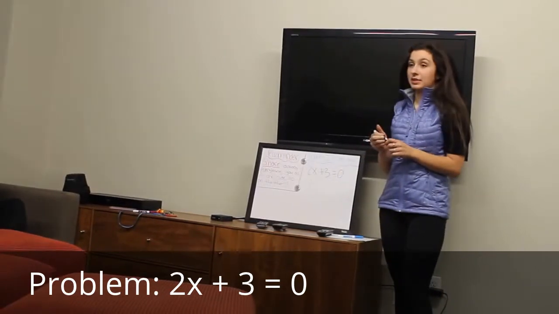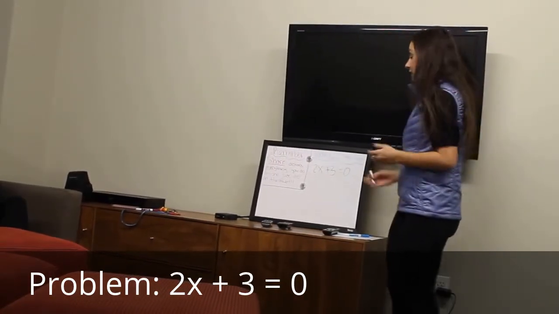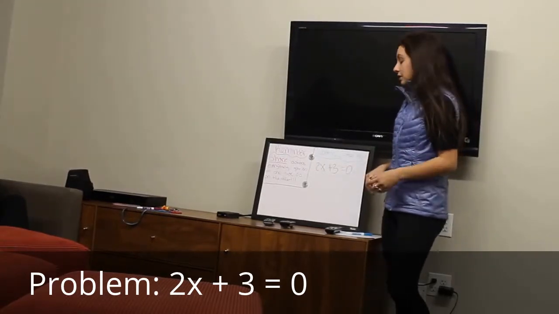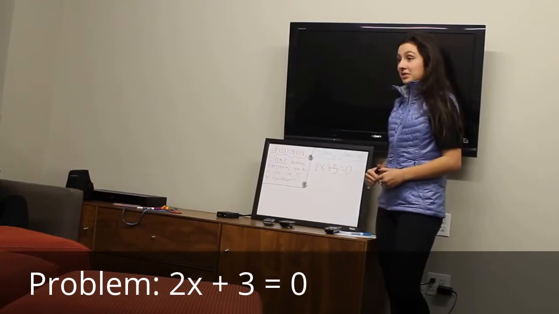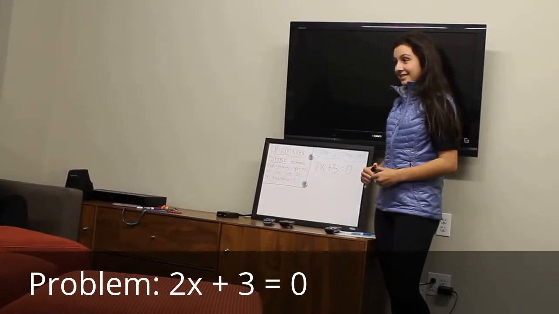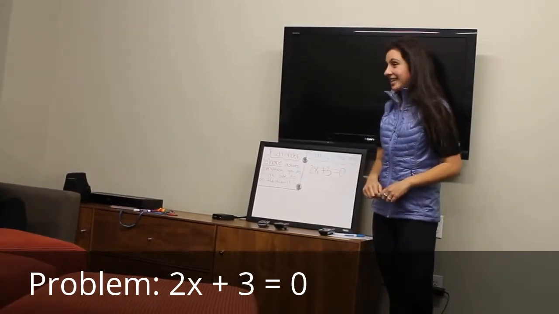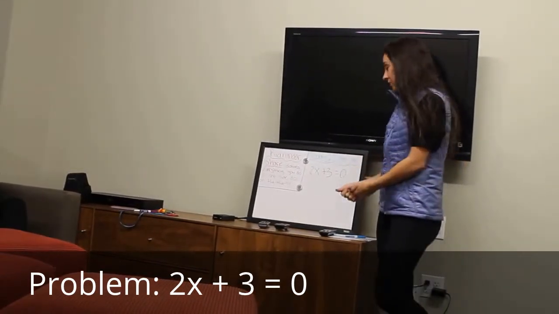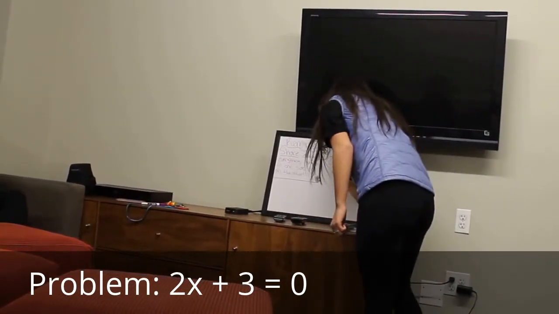The first problem we're starting with is this: 2x plus 3 equals 0. So last time we were doing one-step equations, we did addition or subtraction first to find what x was. What do you think we're going to do first for our two-step equations? We're going to do addition and subtraction. Way to go. That is the correct answer. So you're going to subtract 3 from both sides.